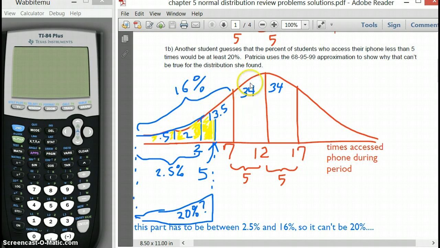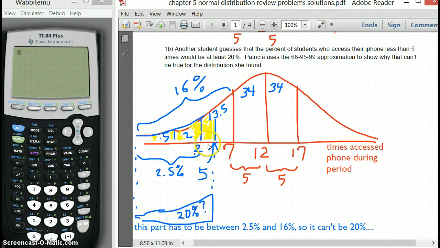If this section is 34, what is this and this and this together? It's 16%. So we know that the percentage of people who access 7 times or less is 16%. Now this other student is guessing that 5 or less times would be 20%. Can these both be true at the same time? Well, let's compare the pictures.